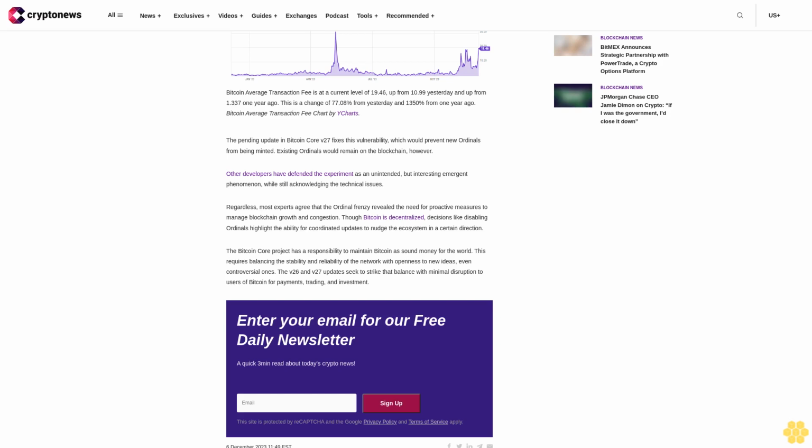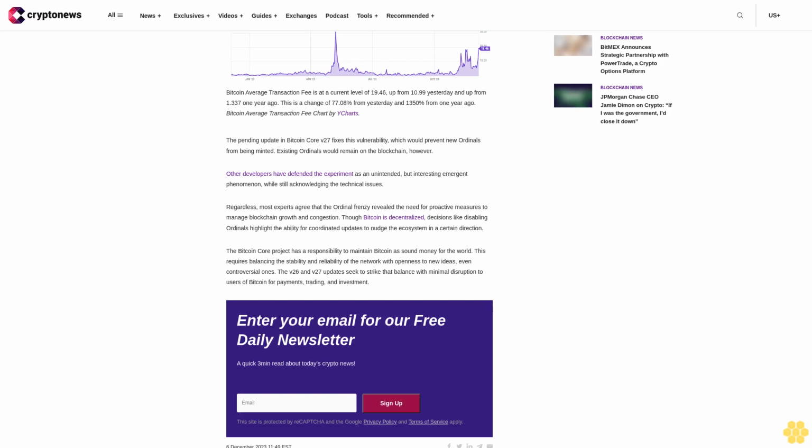The recent resurgence in ordinal activity has congested the network and driven up average transaction fees on Bitcoin by more than 1,000%. The pending update in Bitcoin Core V27 fixes this vulnerability, which would prevent new ordinals from being minted. Existing ordinals would remain on the blockchain, however. Other developers have defended the experiment as an unintended but interesting emergent phenomenon while still acknowledging the technical issues. Regardless, most experts agree that the ordinal frenzy revealed the need for proactive measures to manage blockchain growth and congestion.